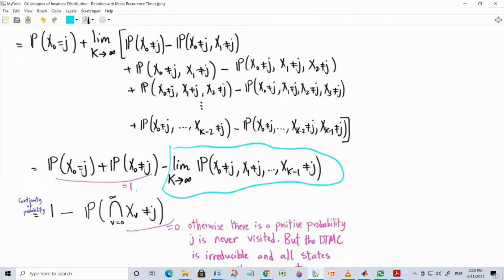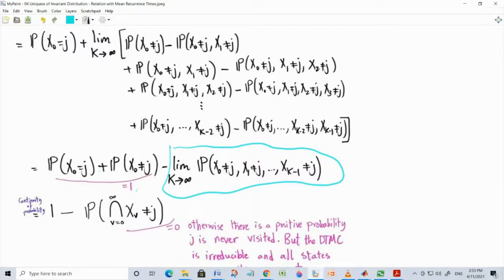Okay, let's think about this term. This term is the probability that x0 is not j, x1 is not j, x2 is not j, up to xk minus 1 is not j, and actually we are taking the limit as k goes to infinity. Now, what is this limit? It must be 0. Why must it be 0? Because this is the event that j is never ever visited, right?